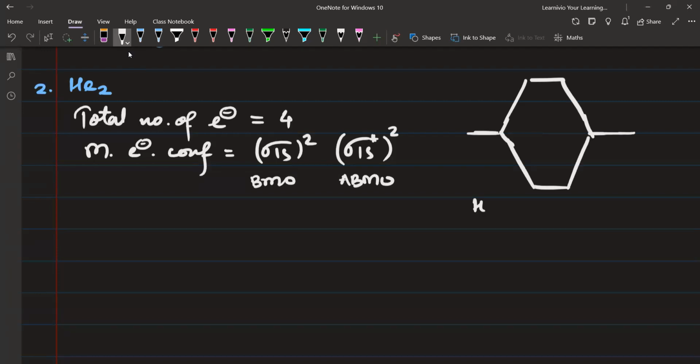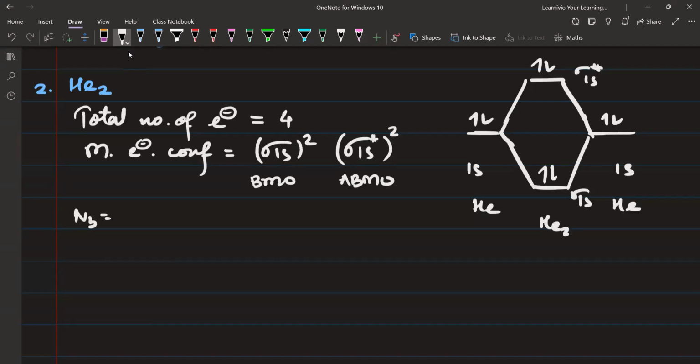Right? This is helium atom. This is 1s atomic orbital. Both of these have 2 electrons. And this is the sigma 1s. This is the sigma star 1s. And this is the He2. Now, number of bonding, 2. Number of anti-bonding, 2. Bond order, 0.